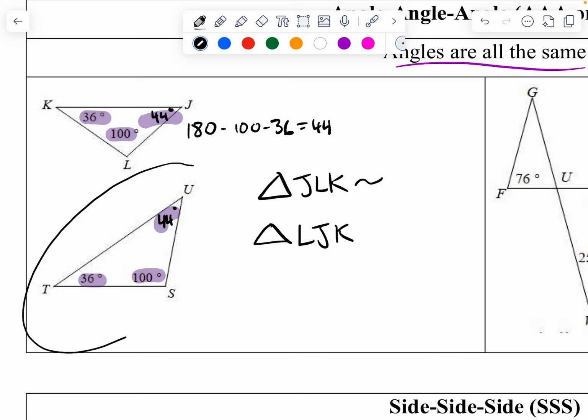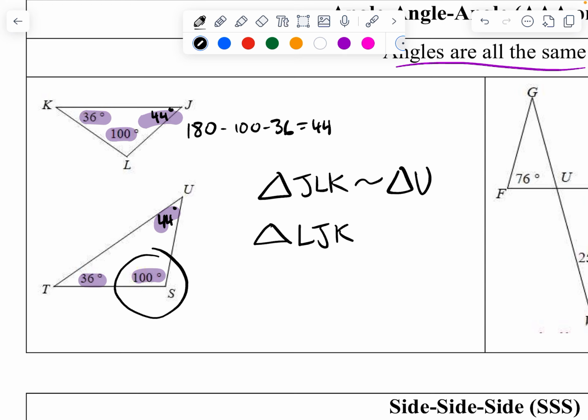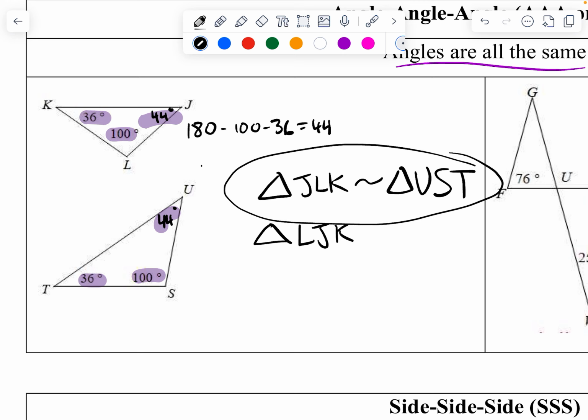So now I'm going to the other triangle, and I need to correspond my vertices together. So J was the 44-degree angle, which means I have to start with U in the next. And then I went to L, which was the 100-degree angle, which is S in my other one. T was the 36, like K was the 36. So UST. And that is a good triangle similarity statement, right?